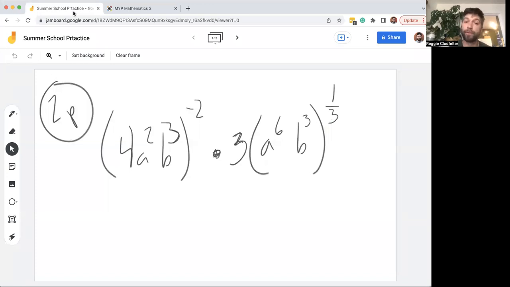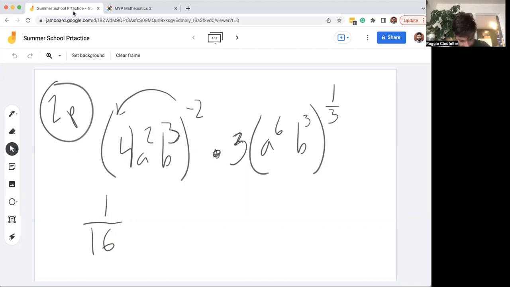First thing I want to do is use the power of a power rule to apply my exponents to my parentheses. So this 4 to the negative 2, it's going to become 1/16. Remember, I flip it to 1/4, and then I apply the exponent to the numerator and denominator. 1 squared is 1, 4 squared is 16. So 4 to the negative 2 is 1/16.